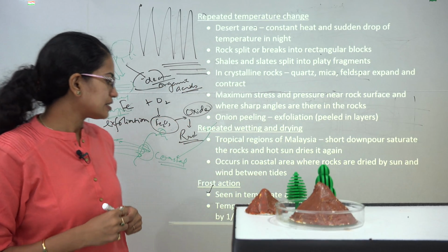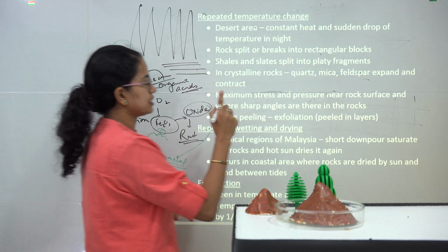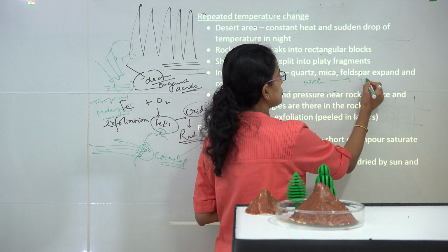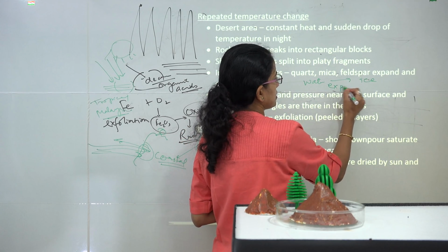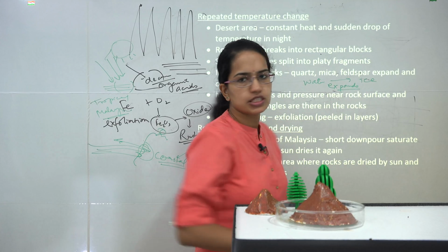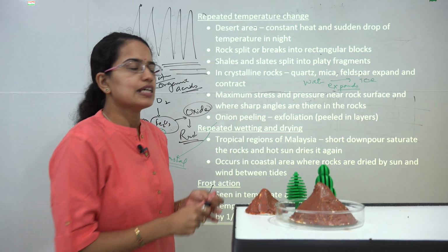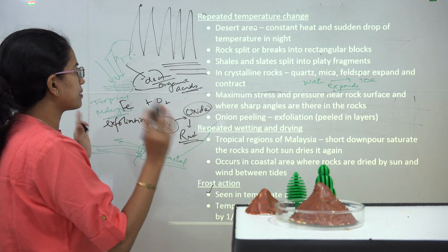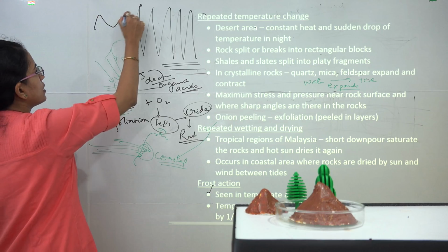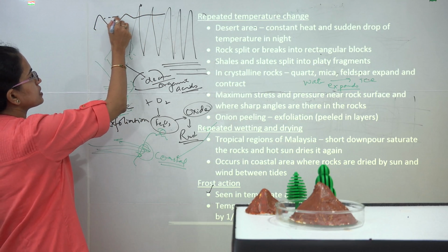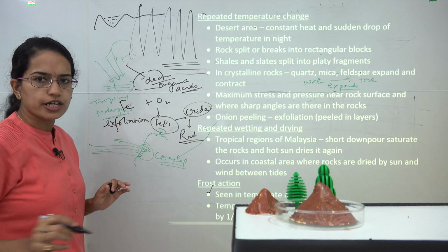The next is frost action. Now we very well know that water, when it changes into ice, expands. Just this simple logic would help us understand this problem. In the hilly areas or in the temperate areas, you have a rock structure. Let's say this is a rock, and you have this depression. This depression is filled with water.